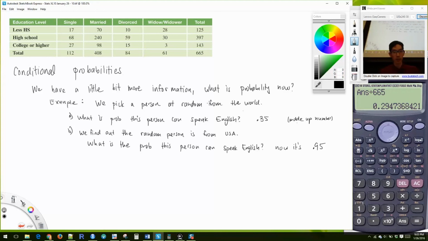Okay, so this is the concept of conditional probabilities. We write this, okay? So part A, we would write this as probability of English. This is how we would write this thing. Part B, we would write probability of English, and I write a vertical bar to say the piece of information that we know is that this person's from the United States.